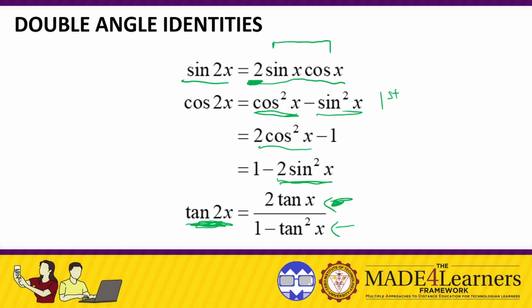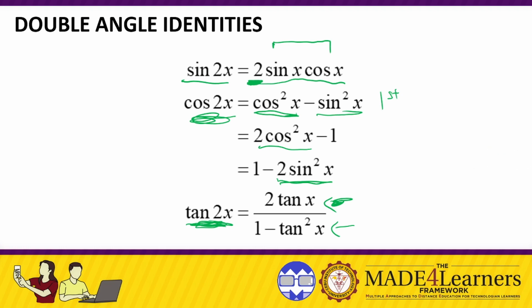Just a brief note, cosine and sine should be squared. You cannot use the cos 2x identity if the expression contains only a first degree cosine x and sine x. You cannot apply the double angle identity of cosine there.